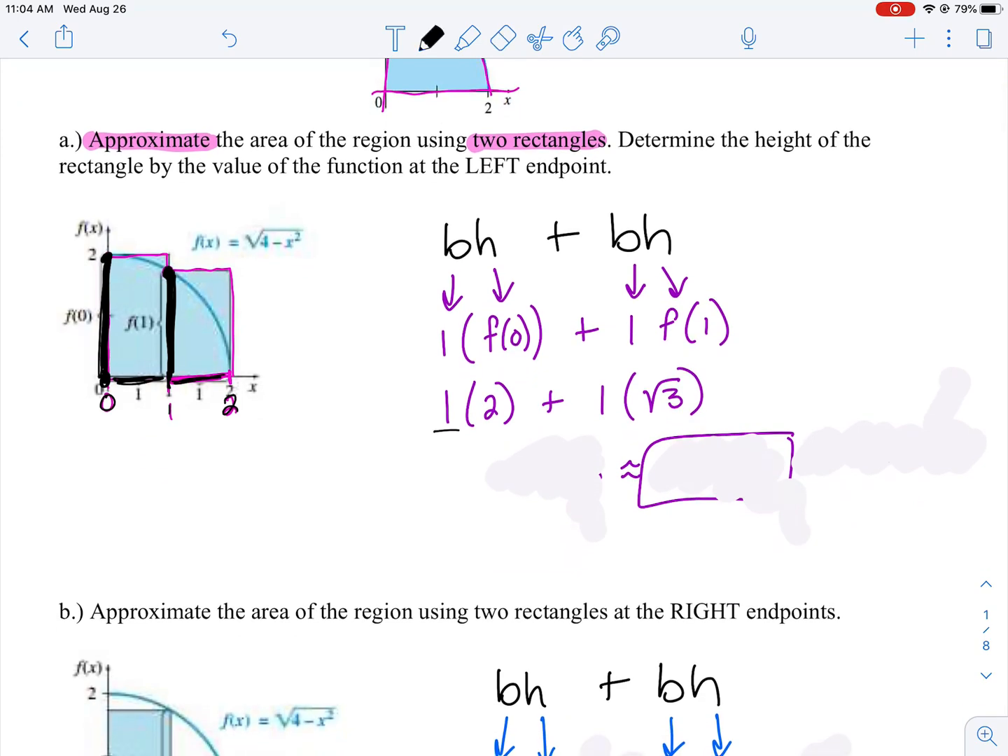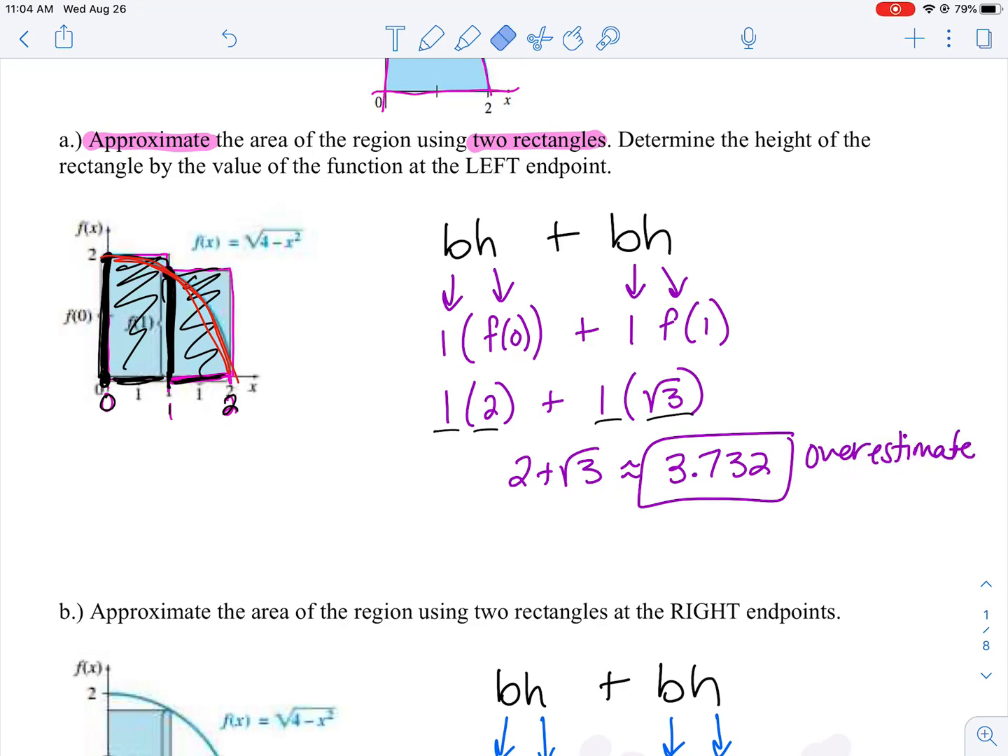So the base times the height of my first rectangle and the base times the height of my second rectangle, I ended up getting 2 plus the square root of 3. That's an exact answer. If I were to put this in my calculator, I ended up getting 3.732. That's approximately the area underneath the curve. Well, what this is really is the area of these two rectangles. But we saw before that that was a little bit higher than what my curve was, right? My curve was down here, so it's going to be a little bit more than what the actual area is. So we know that this 3.732 is actually an overestimate. But we were able to use rectangles, 2 of them in this case, to approximate what the area is.